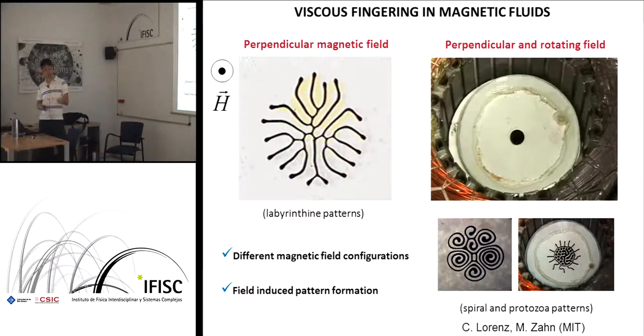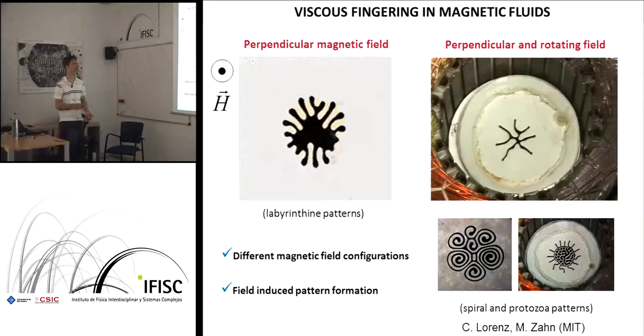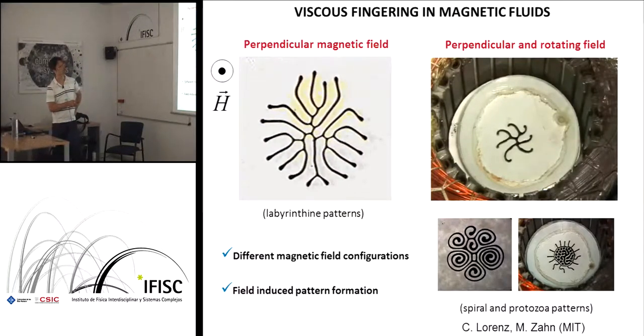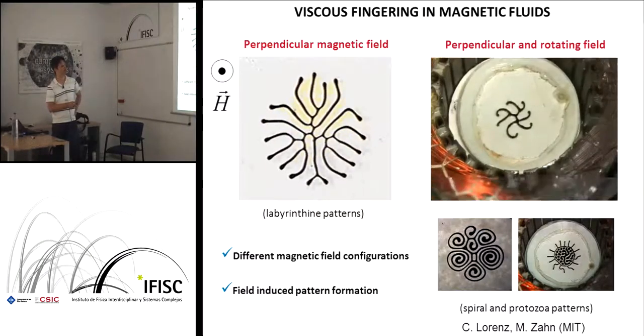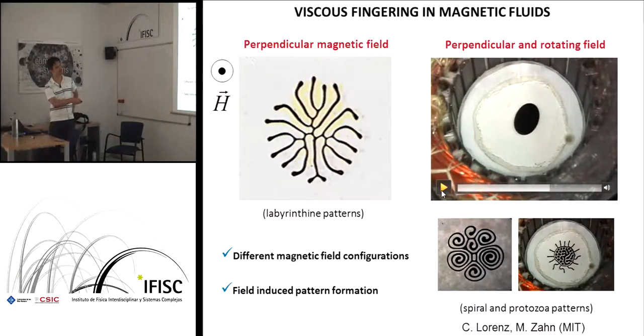And the nice thing about magnetic fluids is that if you change the magnetic field configuration, you get a different kind of pattern formation. So now I apply a perpendicular field plus an in-plane rotating magnetic field, and then we get a different pattern, right? So first was perpendicular, now the rotating was applied, then the fingers start to curl. There is some competition among the fingers, and at the end you get a pattern like this, spiral-like patterns.